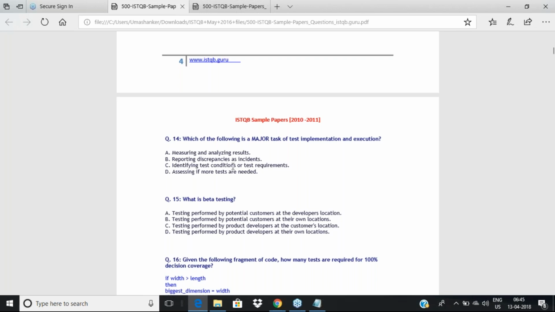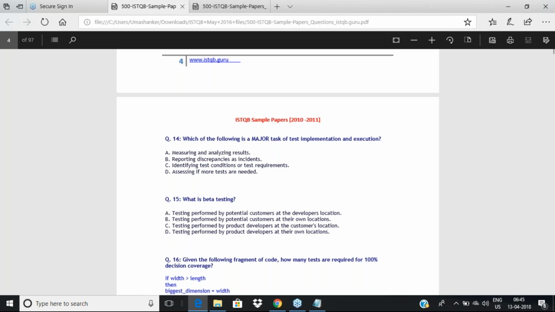Identifying test conditions. Test conditions is nothing but the features you have to test. By this time you should be familiar with all the terminology, right? If not, there is a glossary at the end of it. You should closely watch it. So test conditions is nothing but the features you want to test, or test requirements.